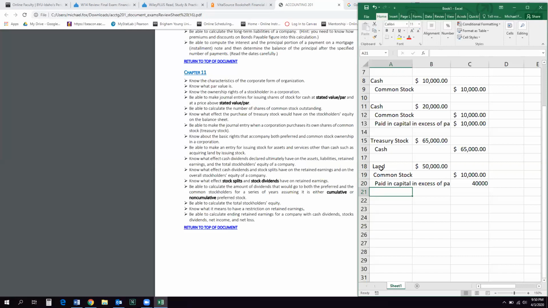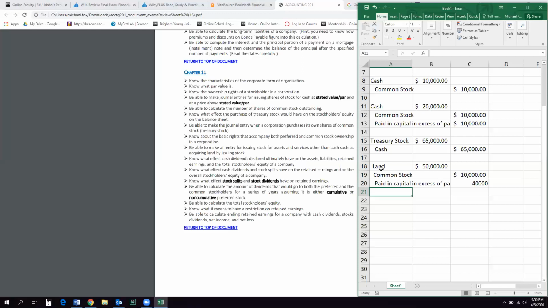So the trick to these kind of entries is you have to use the fair value of the land or of the asset that you're acquiring. Then you record the common stock at its par value for the number of shares that you're issuing for the asset. And then any difference between what the fair value of the asset was and the par value of the common stock is going to be considered paid in capital in excess of par value.